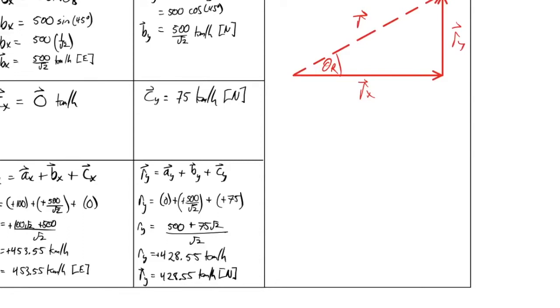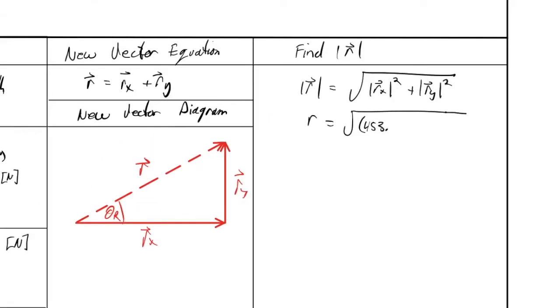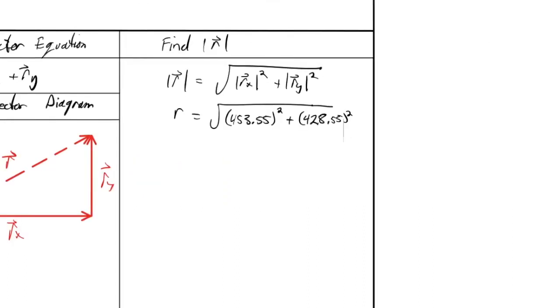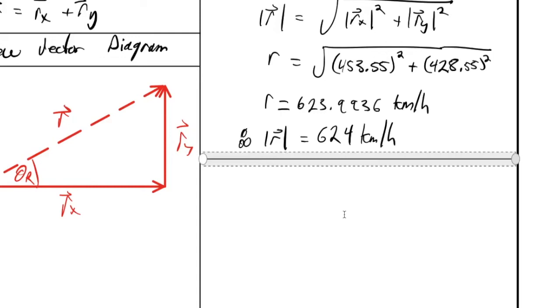So 453.55. Now that's the x component, and it should line up with the x component here. So 453.55 all squared plus 428.55 all squared, which gives us 623.9936 kilometers per hour. And that is just the magnitude. And of course, in the final answer, we're going to have to round off to 3 sig figs. So therefore, the magnitude of R is equal to 624 kilometers per hour. Final step is to solve for the angle.